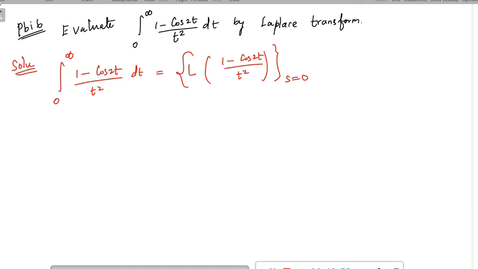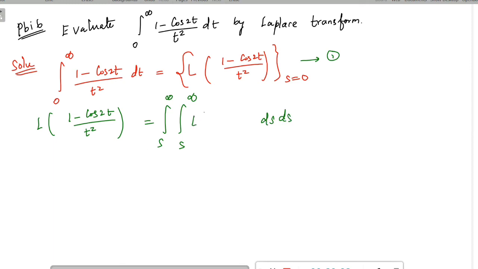Now I am going to find a Laplace transform. I am going to take this as equation 1. So L of (1 minus cos 2t) divided by t square equals, here in this function we have multiplied 1 by t square. A function which is multiplied by 1 by t square means you have to integrate twice f of t with respect to s. That means instead of 1 by t square, I am going to put two integrations, s to infinity, s to infinity. After putting these two integrations, you have to take L of (1 minus cos 2t). So L of (1 minus cos 2t) is nothing but s to infinity, s to infinity. L of 1 is 1 by s.